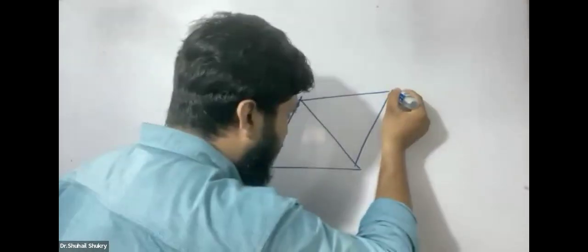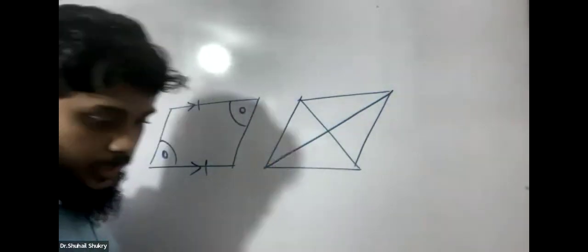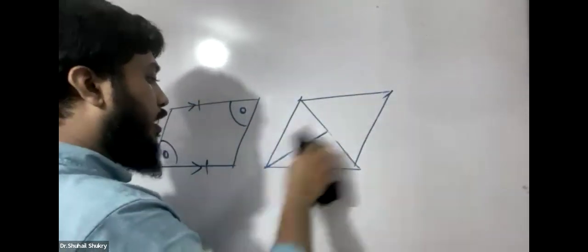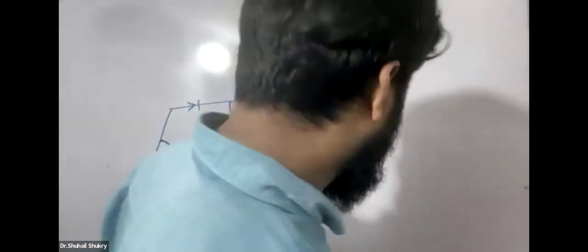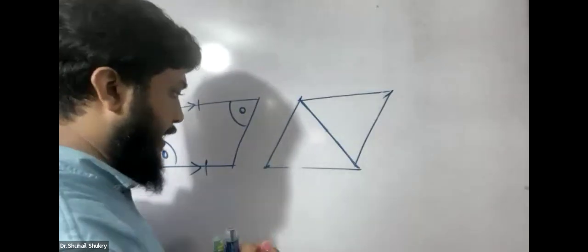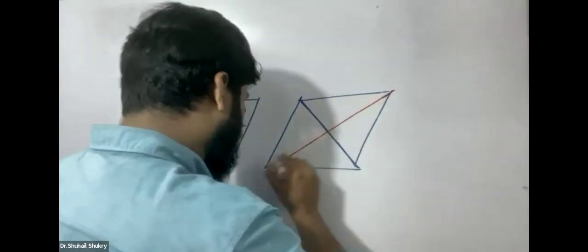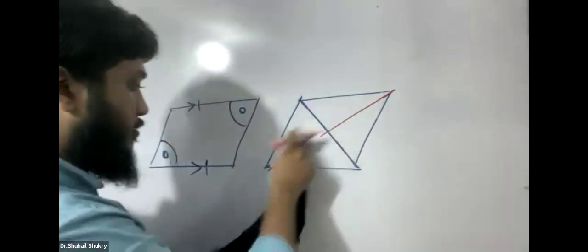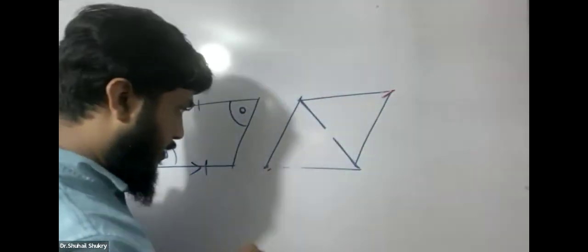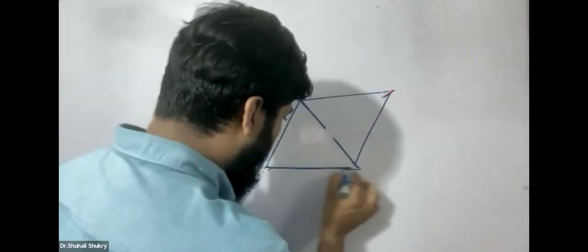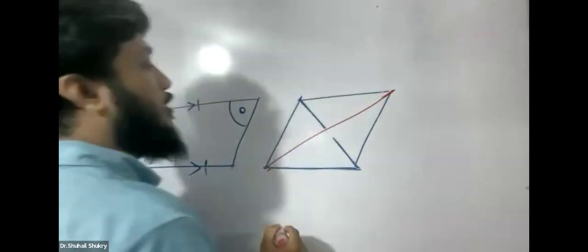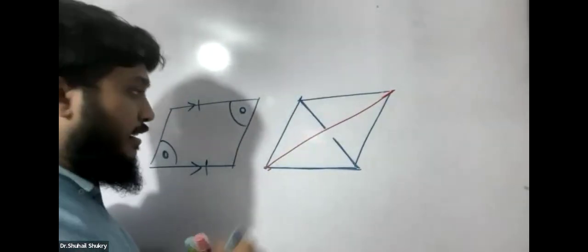So if I draw another diagonal from this side, I'll draw it in a separate color. This one is blue. We'll take this one as red. From here to here, red. This is a red diagonal and this is a blue one. Now we have a blue diagonal and a red diagonal.